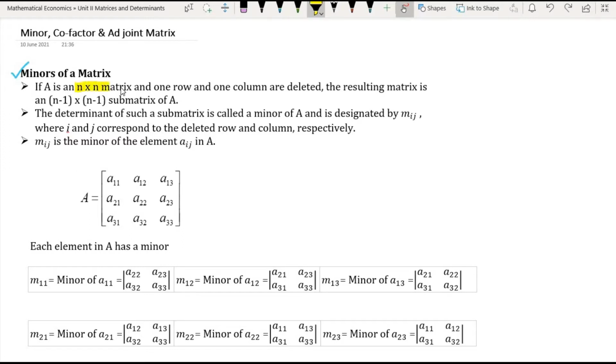If A is an n by n matrix, that is a square matrix where the number of rows is equal to the number of columns, and if one row and one column are deleted, then the resulting matrix is an n minus 1 by n minus 1 submatrix of A. The determinant of such a submatrix is called the minor of A and is designated by Mij, where i and j correspond to the deleted row and column respectively. Mij is the minor of the element Aij in matrix A.